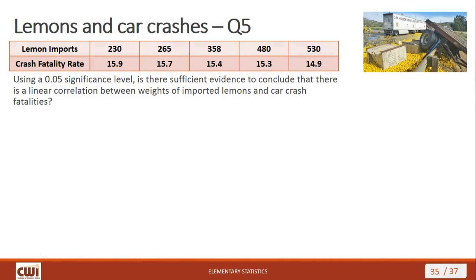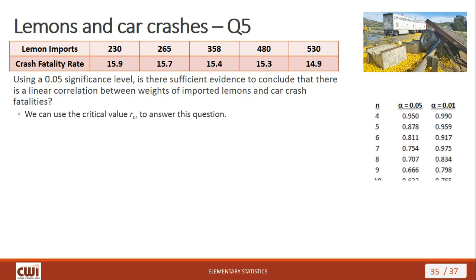And then the next question we were asked, using a 5% significance level, is there sufficient evidence to conclude that there is a linear correlation between weights of imported lemons and car crash fatalities? Well, we can use the critical R value to answer this question.